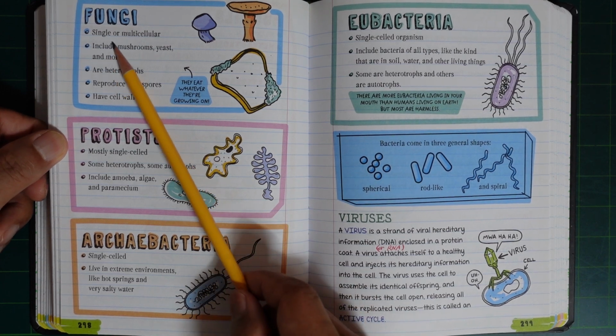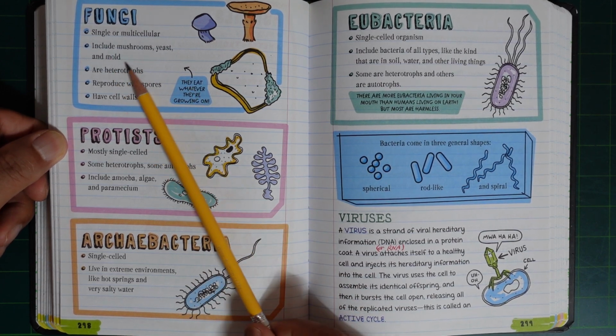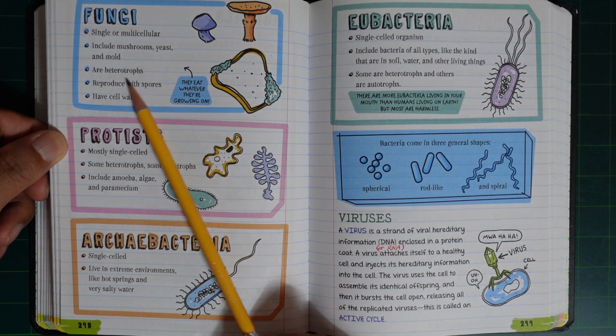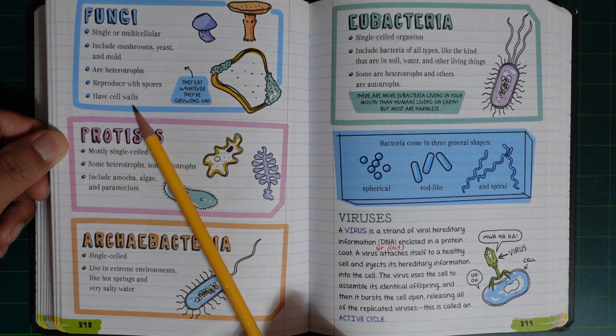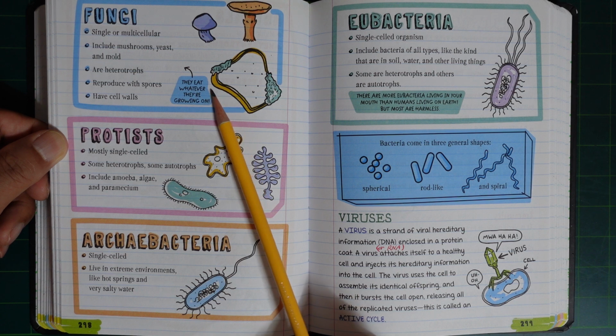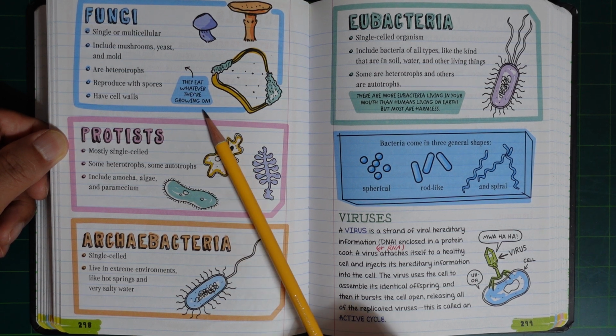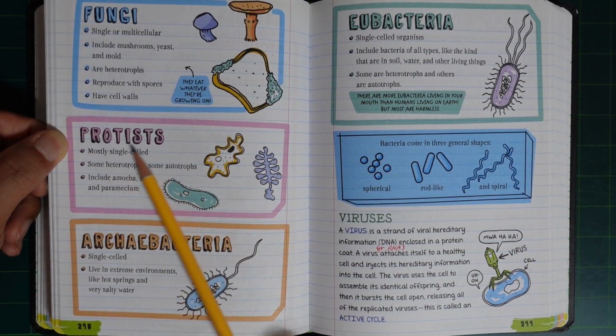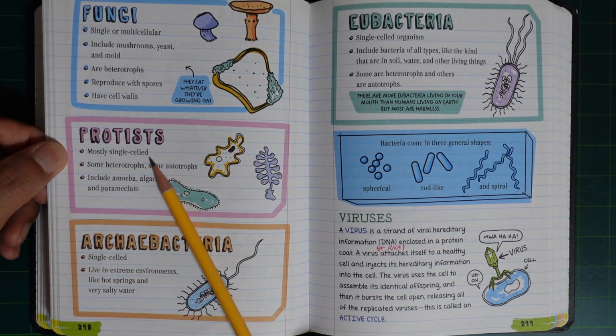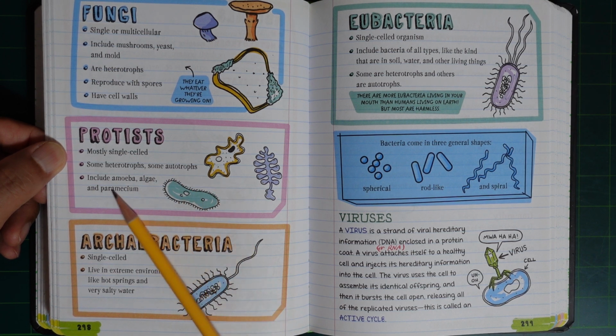Fungi are single or multicellular and include mushrooms, yeast, and mold. They are heterotrophs, reproduce with spores, and have cell walls. They eat whatever they are growing on. Protists are mostly single cells, some heterotrophs, some autotrophs, and include amoeba, algae, and paramecium.